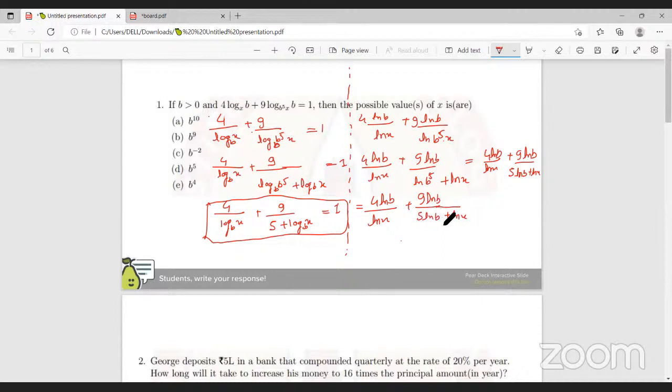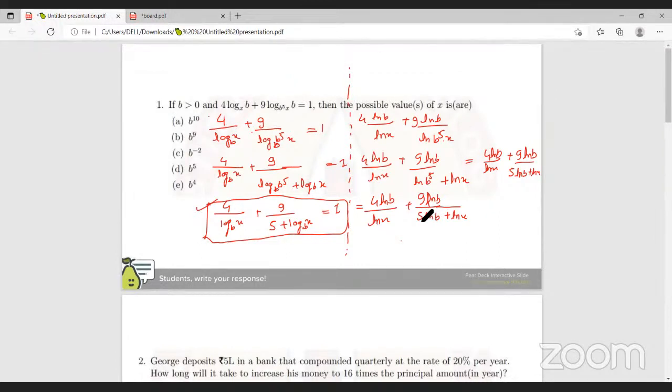divide this by ln of b also in this equation. I can take it common from here and here, right? So I will reach this equation only if I take the ln of b common from this. If you take ln b common here and from this side, what you will get: 4 ln of b upon 4 ln of x plus, if you take ln b common here and it will get cancelled, 9 upon 5 plus ln of x upon ln of b, right?